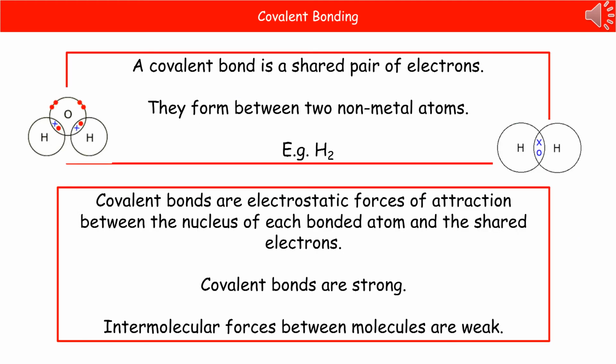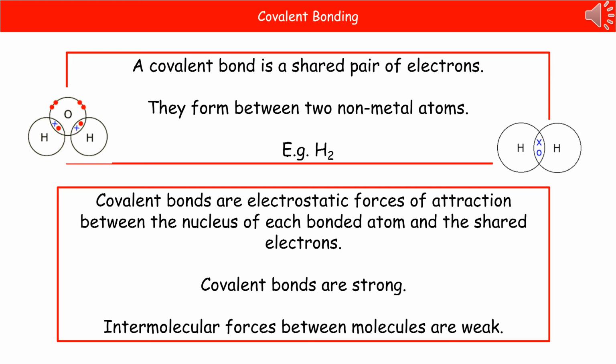Second type of bonding is covalent bonding, which forms between 2 non-metal atoms. A covalent bond is a shared pair of electrons. So a couple of things to remember when we're drawing them. Number 1, make sure our circles overlap. And then you make sure you use a cross for one and a dot for the other. Even when they're the same, like hydrogen on the right, one's a cross, one's a dot.